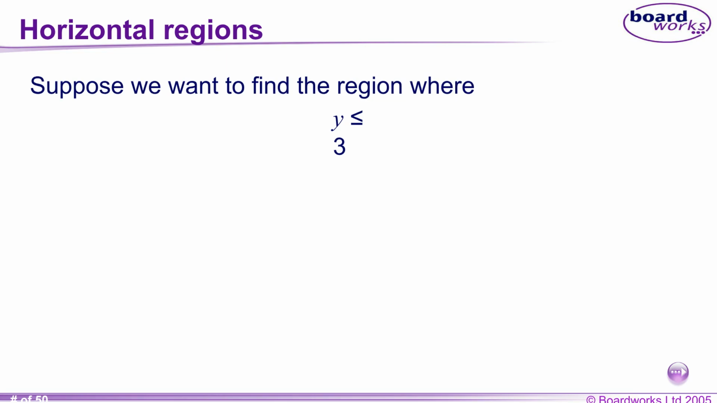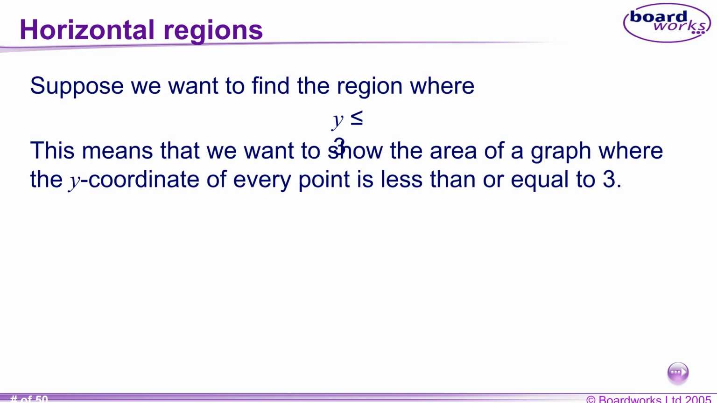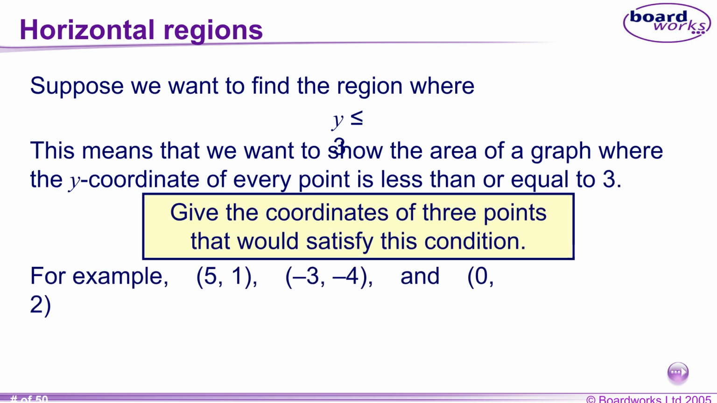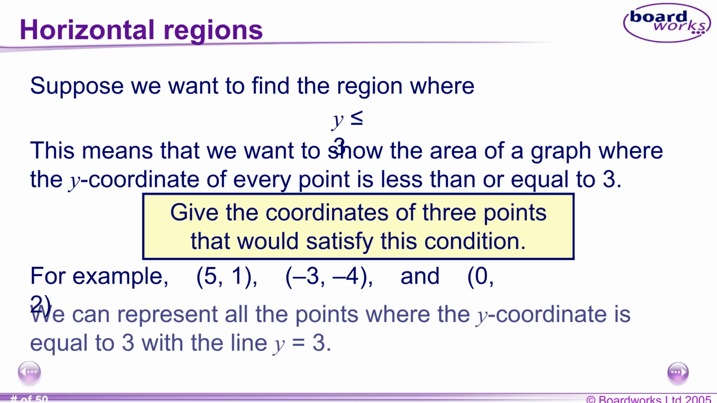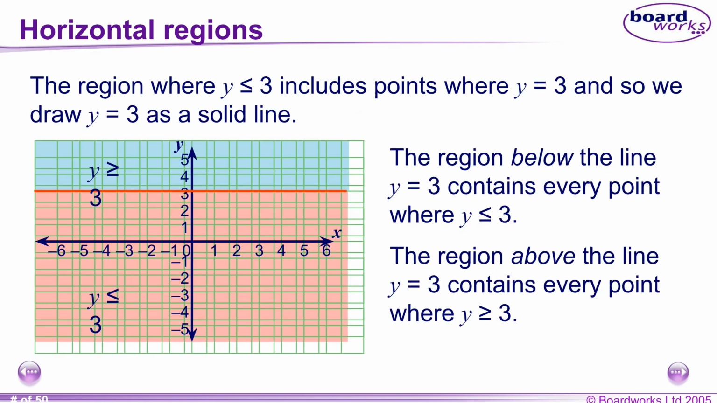Suppose we want to find the region where y ≤ 3. This means the y coordinate of every point must be less than or equal to 3. Examples include (5, 1), (-3, -4), and (0, 2). The line y = 3 represents all points with a y coordinate of 3. For the inequality y ≤ 3, the line y = 3 is solid because points on the line are included.